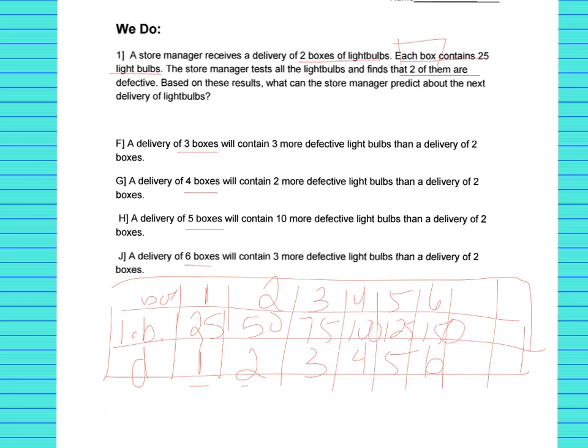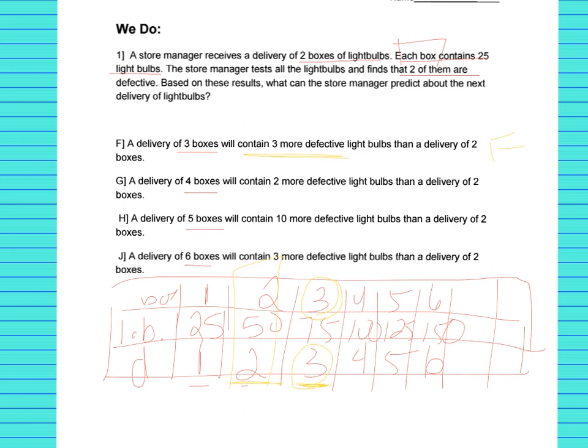Now we can analyze our answer choices. It says a delivery box will contain 3 more defective light bulbs than the delivery of 2 boxes. So when I look at 3, right here, down here, is 3 more than 2? Because everything's going to come back to this. No, so that one's false.